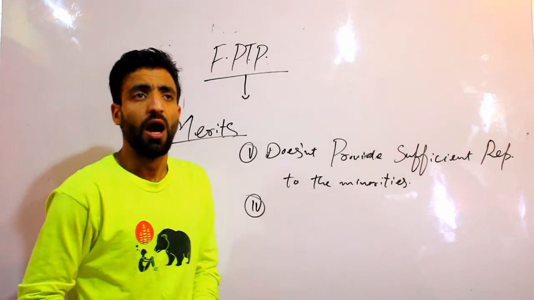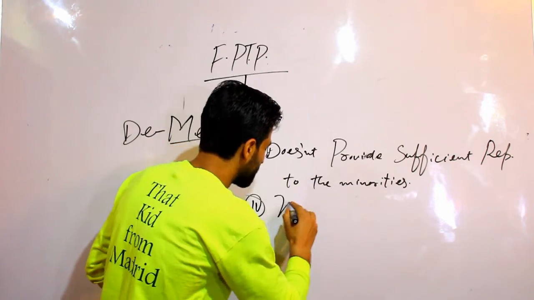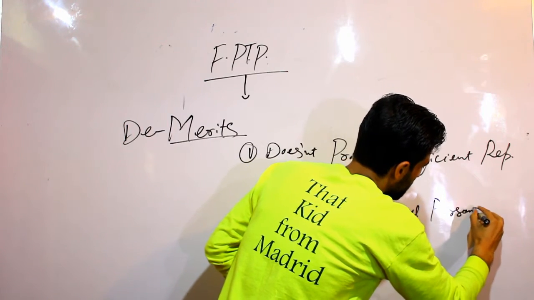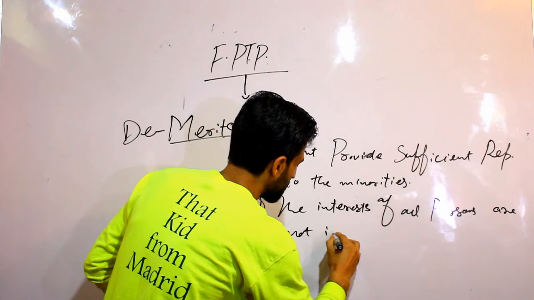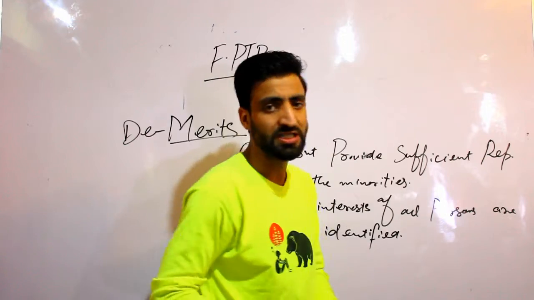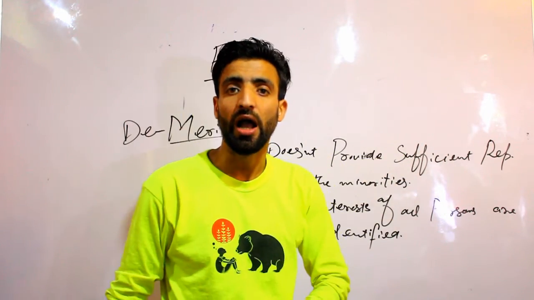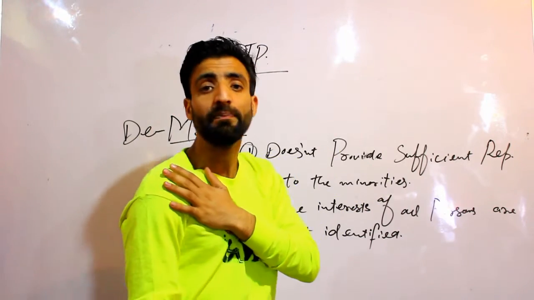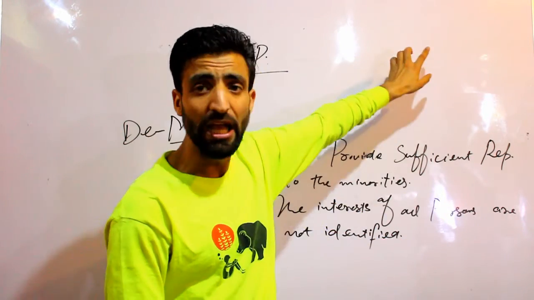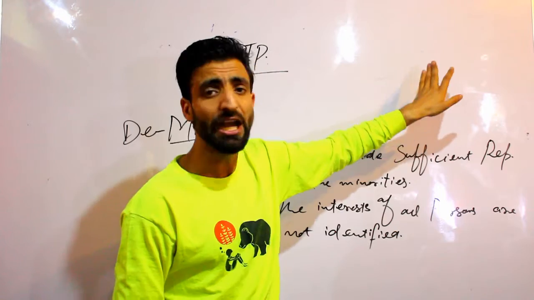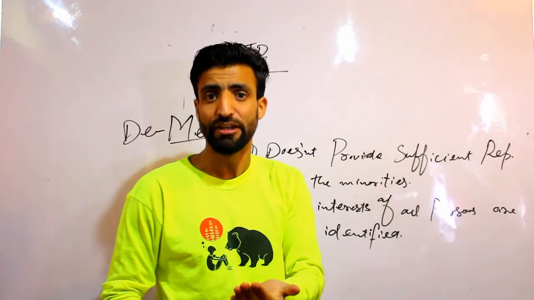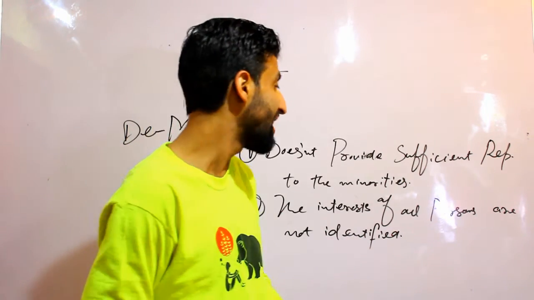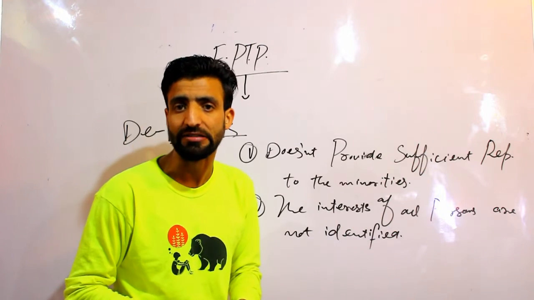Number 2, the interests of all persons are not identified. For example, a couple of minutes ago, I have cited the example of ABC, wherein 100 votes are casted, A got 30, B got 33, and C got 37. But C won the election, but A and B have not been identified. Their votes got wasted. So that is why it is said one of the demerits of the first past the post system is that the interests of all masses, all citizens are not identified under the system.